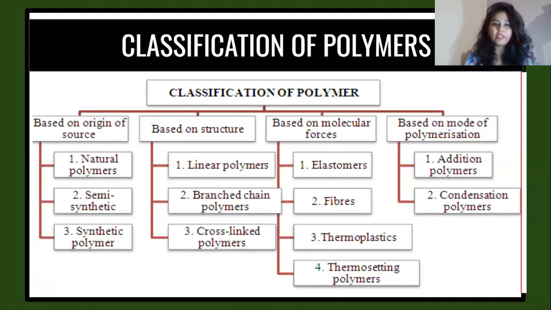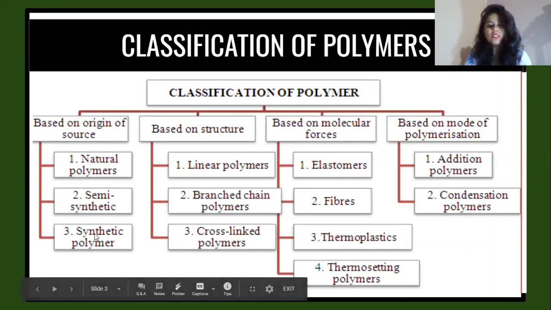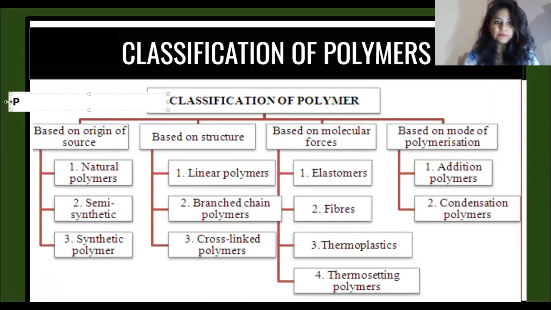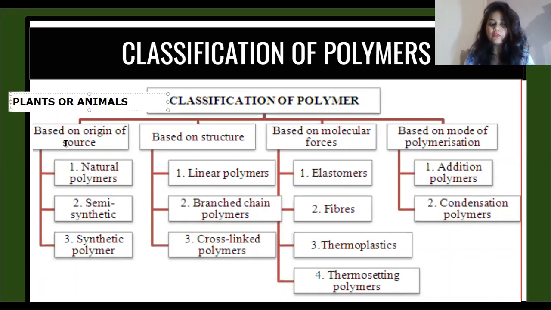A, they can be obtained naturally. B, they can be obtained semi-synthetically. And lastly, they can be obtained synthetically. Now, what do we mean by natural polymers? Natural polymers are such polymers which are generally obtained from either plants or animals.